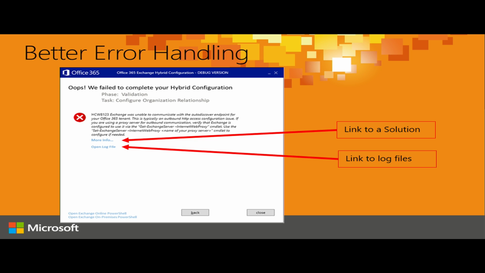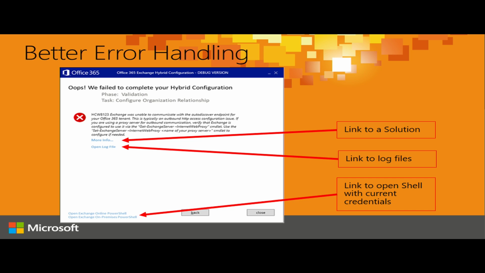So when you click on that, that's going to take you to the log file folder, and you could do the further investigation there. Another cool thing here is there are links to your on-premises and online PowerShell. You don't have to log on anymore because we've got all that information already at the start of the wizard. So when you click on that, that's going to open the PowerShell, and that logs you onto your tenant or to your on-premises environment. So very useful if you want to do some testing or troubleshooting.